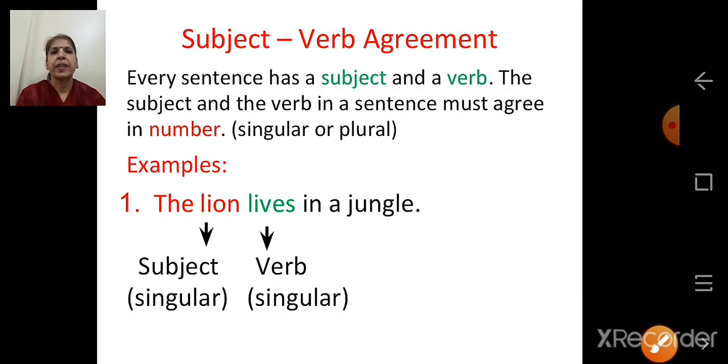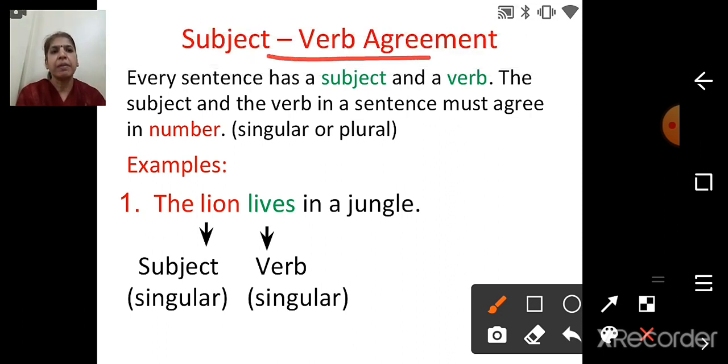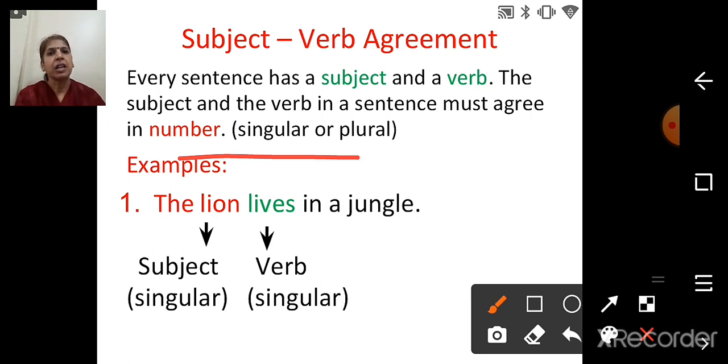Now the next one. This is an important thing we are going to learn: subject-verb agreement. Now we have studied about sentences, right? Every sentence has a subject and a verb. The subject and the verb in a sentence must agree in number. When we say number, it means singular or plural. When I say lion, it is singular. When I say lions, it is plural. Girl, singular. Girls, plural. So the subject and the verb must agree according to singular or plural.